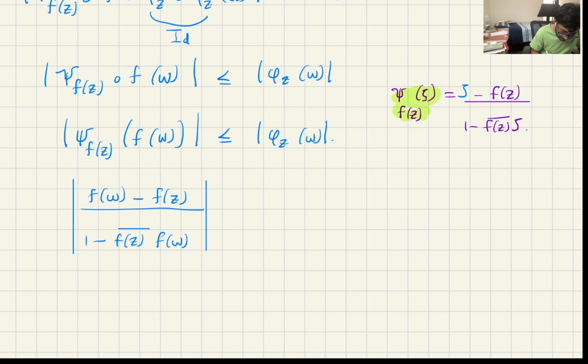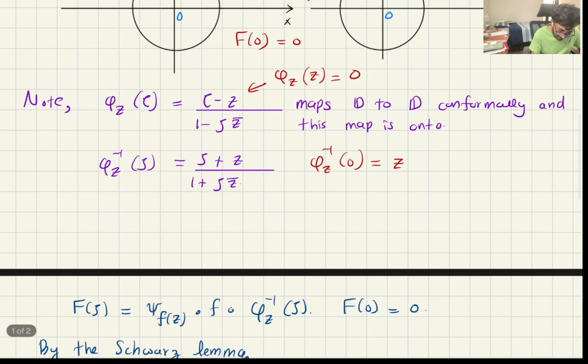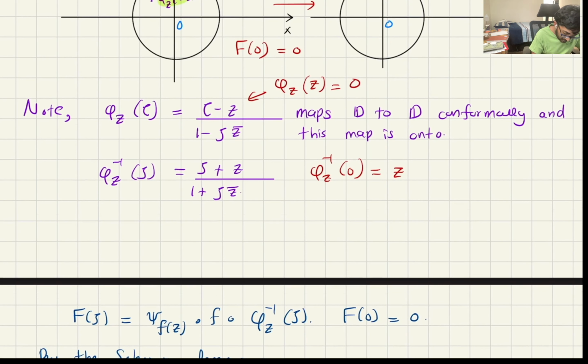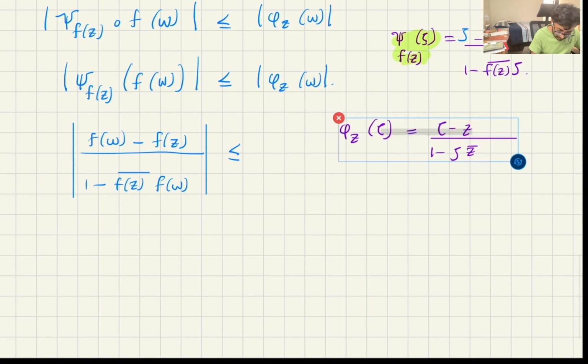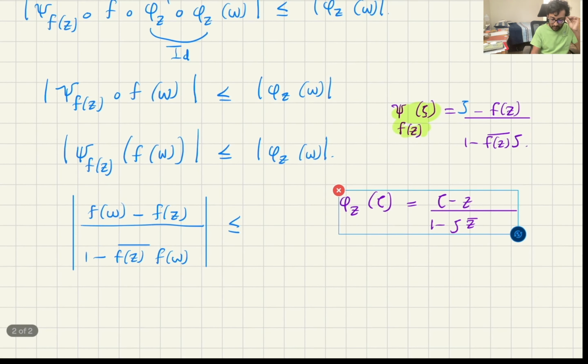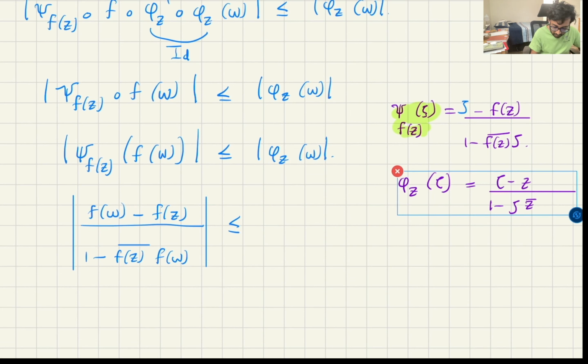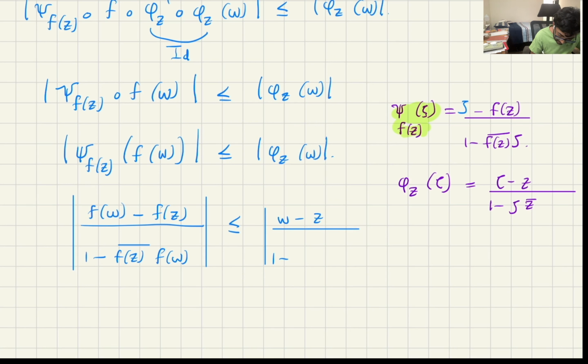And what do I get on my right hand side? What is phi z? Phi z is this map. This is my phi z tau. So I'm going to replace tau by w. So what would I get then? I would get w minus z divided by 1 minus w z bar. Okay, this is my final result that I need.